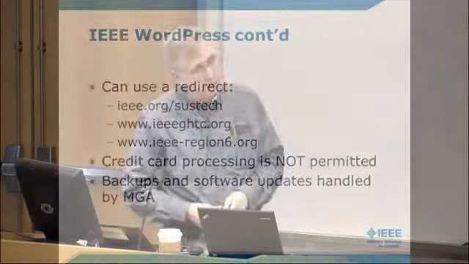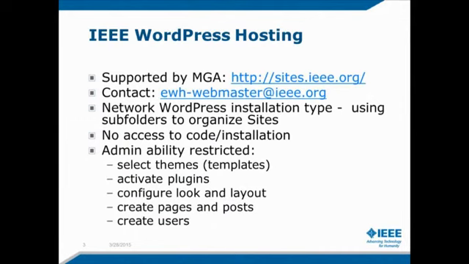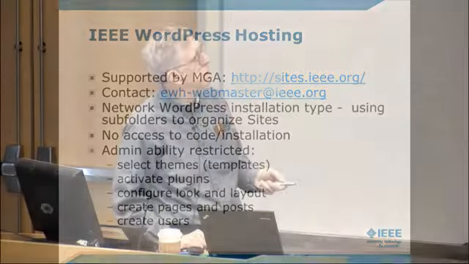So here is an example of a folder-based installation. This is not a WordPress site, but it's the format of one. You can get a regular domain name and have that be the name of your WordPress site. That's what we've done on IEEE, where you can have several different ways to do it. IEEE doesn't allow us to do credit card processing, so we can't have any of that kind of data in the WordPress system. We have to do that elsewhere.